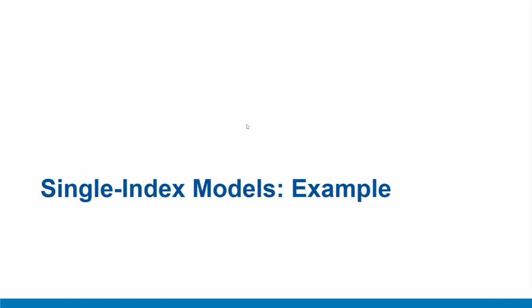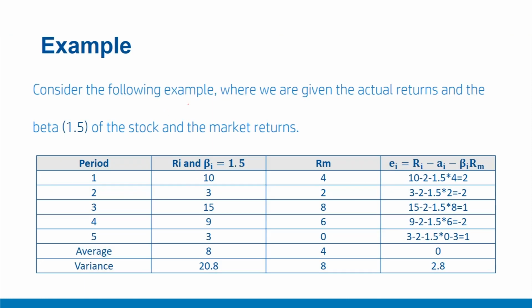Single index models with an example. In this video, we'll examine the application of single index models with the help of a numerical example. Consider the following example where we are given the actual returns and the beta for a stock, and market returns. So you have beta equal to 1.5, and the actual returns are given here, and the returns from the market are given here.